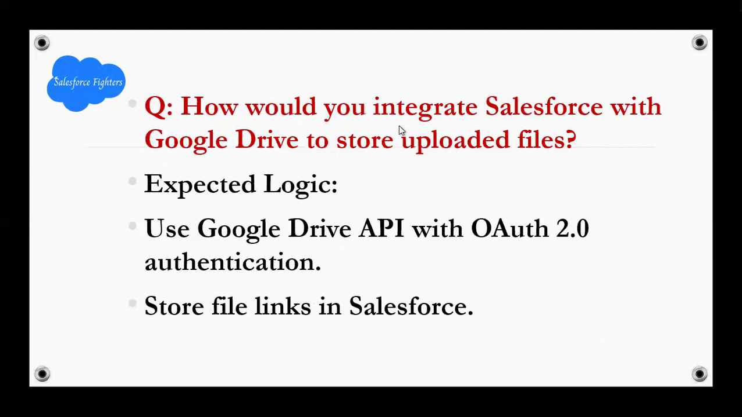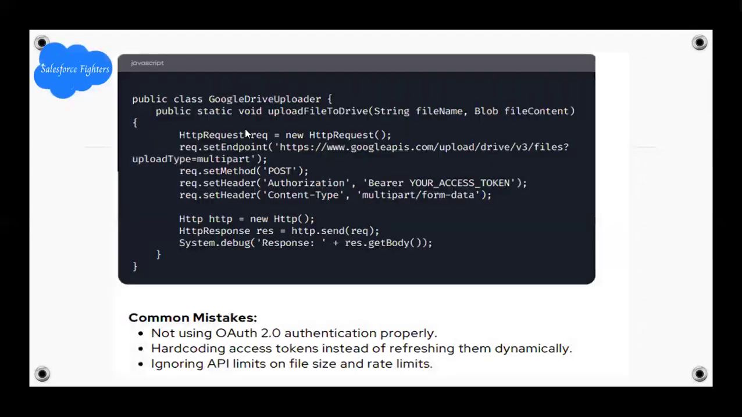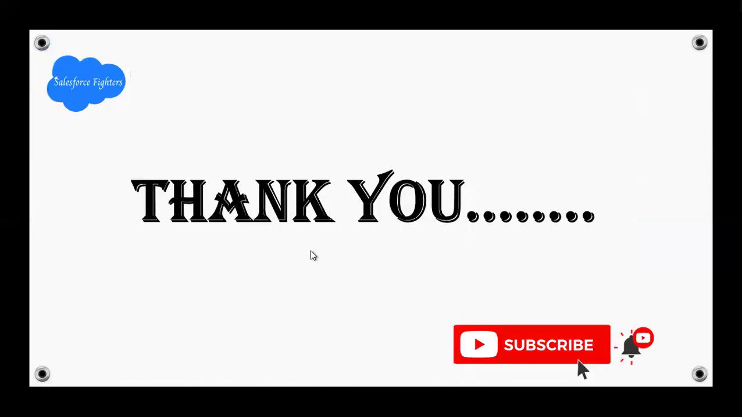Next question: How would you integrate Salesforce with Google Drive to store uploaded files? Expected logic: Use the Google Drive API with OAuth 2.0 authentication. Store the file link in Salesforce. Common mistakes: not using OAuth 2.0 authentication properly, hard coding the access token instead of refreshing it dynamically, and ignoring the API limit on file size and rate limit.